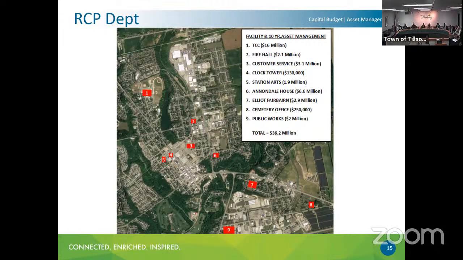We have new playgrounds, we have new splash pads. So these things will be added to our facility asset management plan as we move forward. But it's just a quick overview and a snapshot to let council know our 10-year capital. It's going to take a lot of investment to maintain what we already have. Thank you.